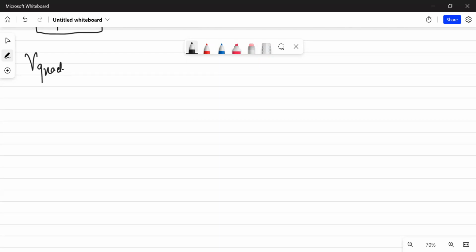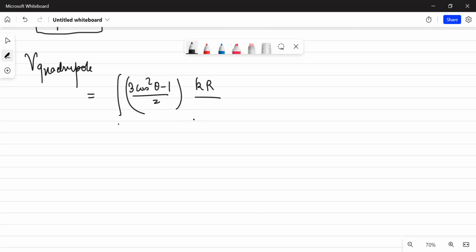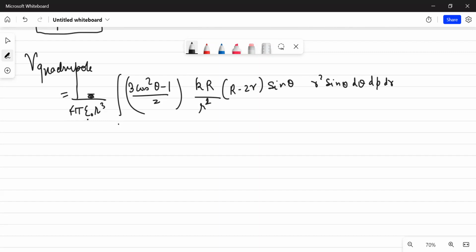Okay. So we need to find what will be the potential due to the quadrupole, and that will be integration 3 cos square theta minus 1 divided by 2, 3 cos square theta minus 1 divided by 2, and then you have this k upon r, and then I think small r, and then you have capital R minus, it was something like this, and then you had the sine theta, and then you can write r square sine theta d phi dr, and ahead of it will come 1 upon 4 pi epsilon naught r cube. Is that clear? Okay.